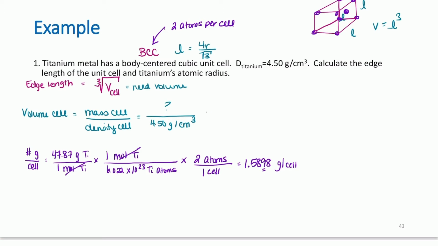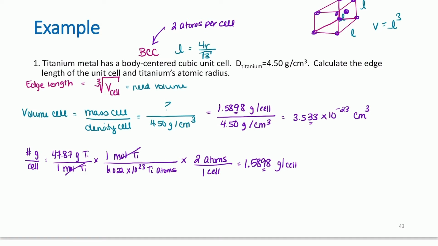Now I have the answer to put in the numerator here. 1.5898 grams per cell divided by my density, 4.50 grams per centimeter cubed. Now I find that my volume for my cell is 3.533 times 10 to the minus 23rd centimeters cubed. So I found my volume. I'm consumed by my edge length.